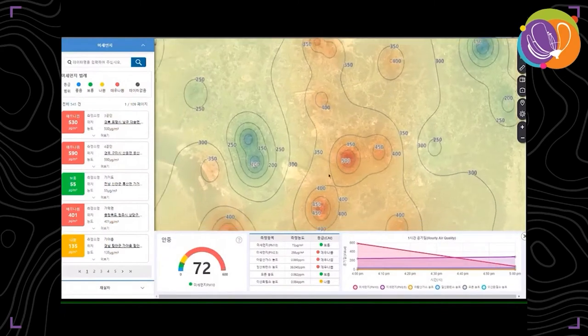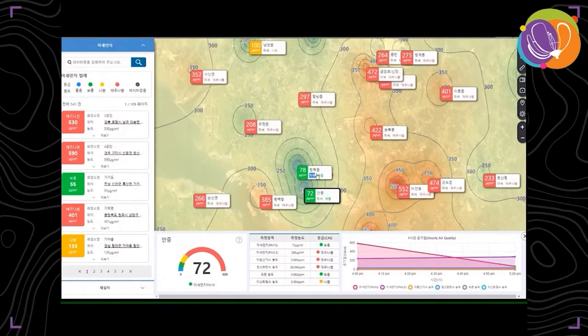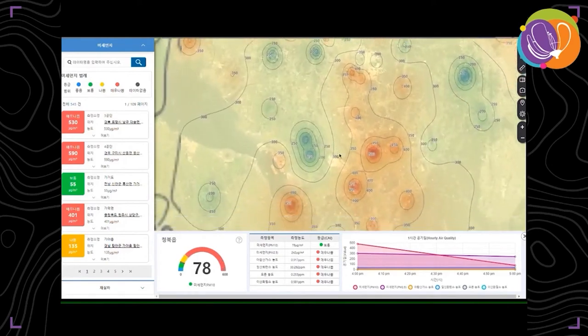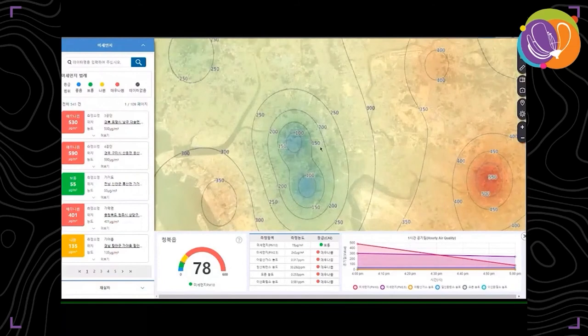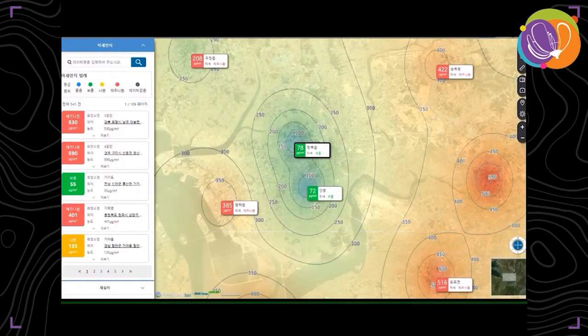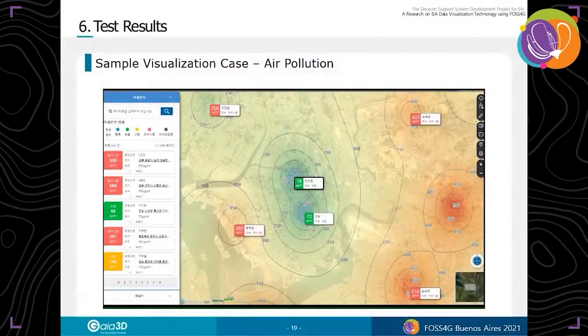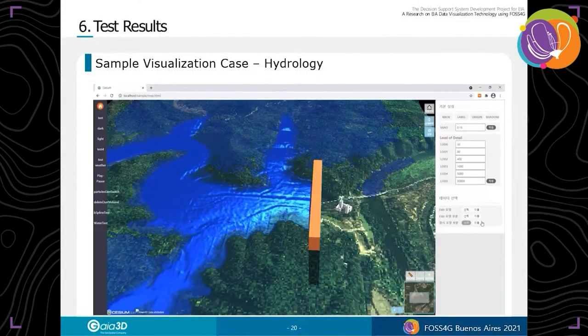This is the hydrology visualizer case, and then you can see very interesting our test. Let's imagine that what if non-expert can participate in this kind of simulation and can give a feedback to developers and the government. This is the kind of trial to implement real-time simulation EIA process.